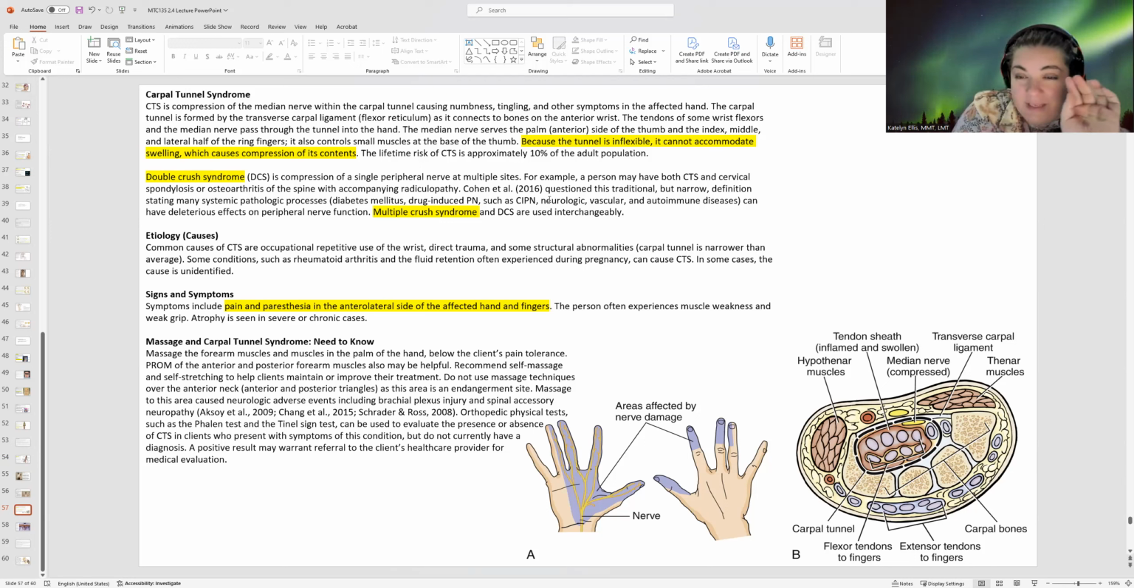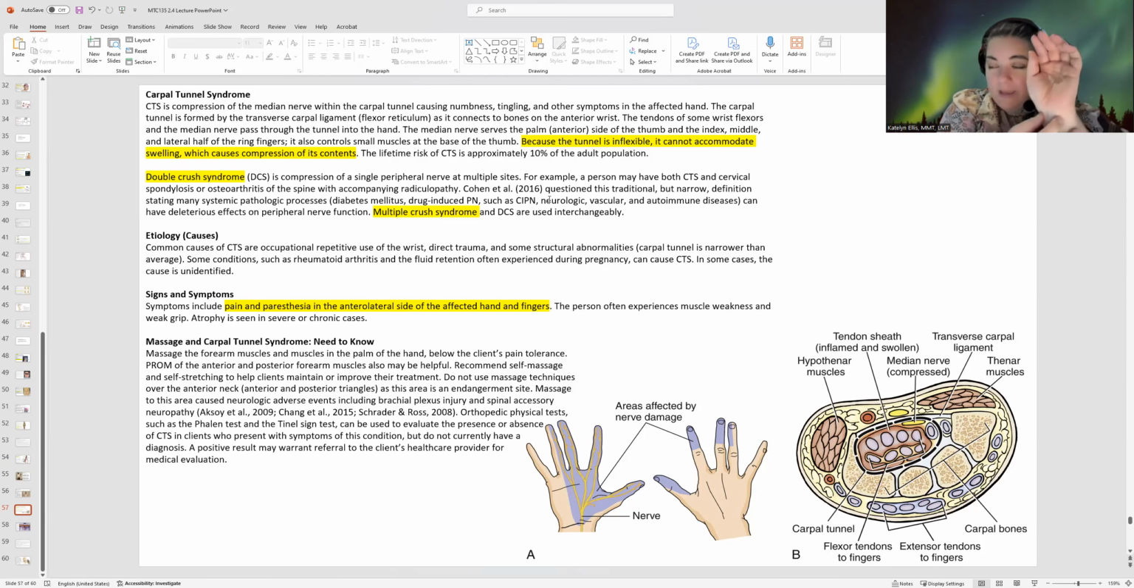Because this tunnel is inflexible, it cannot accommodate swelling. It doesn't move, so everything becomes compressed when there's swelling inside of it, which causes compression on the nerves. So now you have numbness. There's no communication to the hand for any type of sensation in the dermatome of the hand, in the skin, in the muscles.